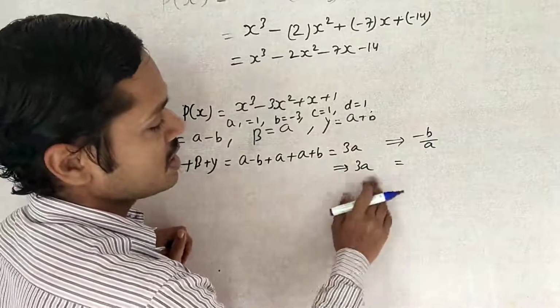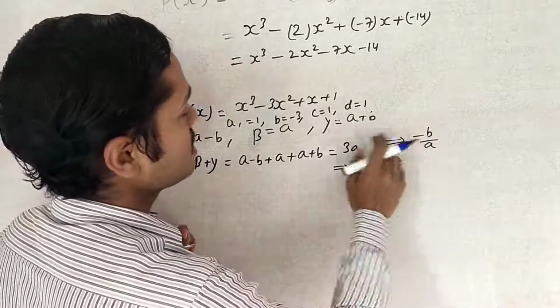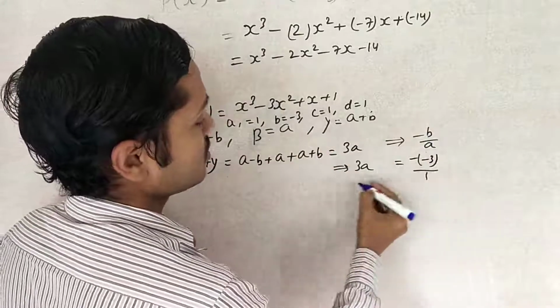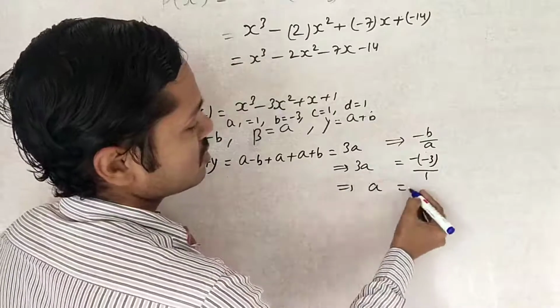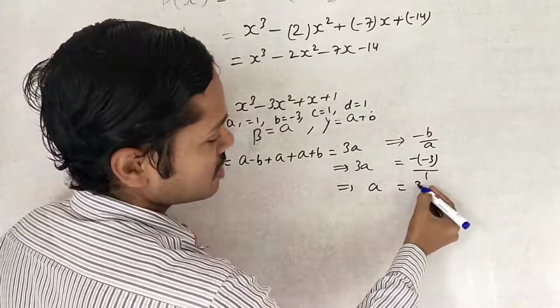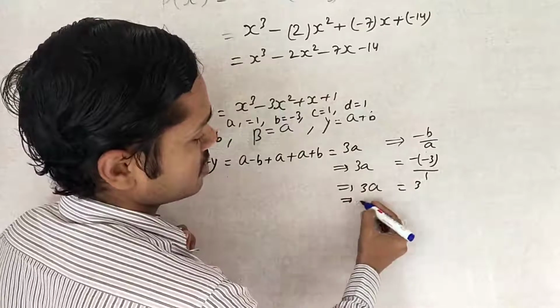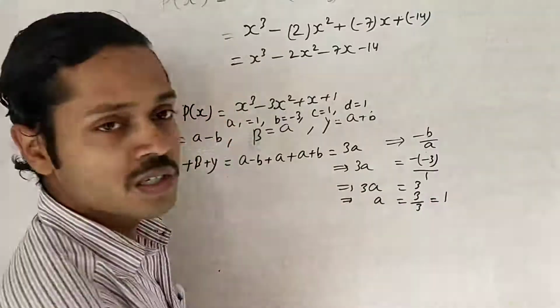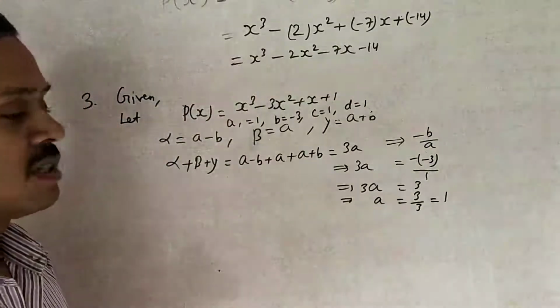Now look at 3A is equal to minus B by A. B is minus 3, A is equal to 1. So 3A is equal to minus of minus 3, that is plus 3. Clear? A is equal to 3 by 3, A is equal to 1. We are finding out A is equal to 1.